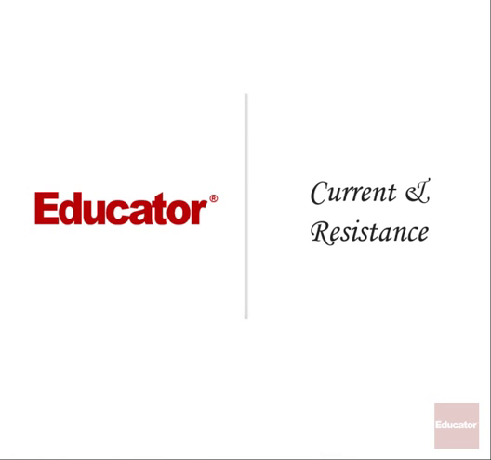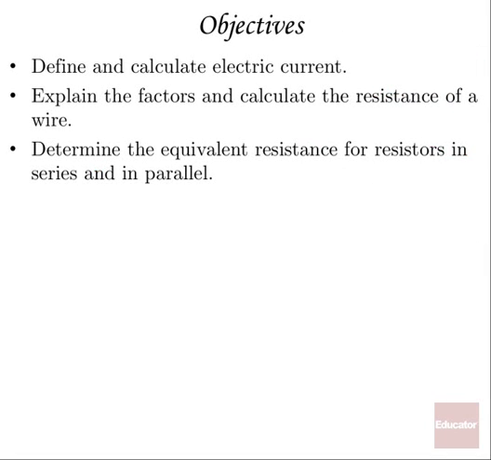This lesson is on current and resistance. Our objectives are going to be to define and calculate electric current, to explain the factors and calculate the resistance of a wire, and to determine the equivalent resistance for resistors in series and in parallel.